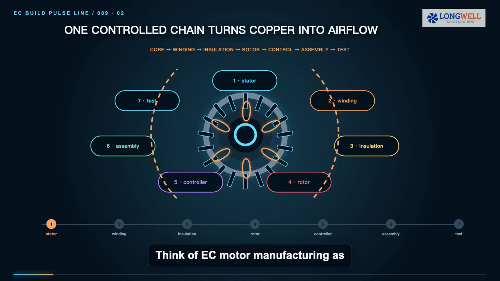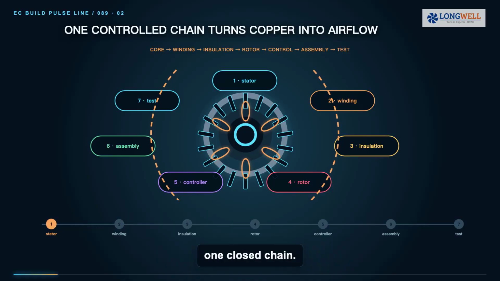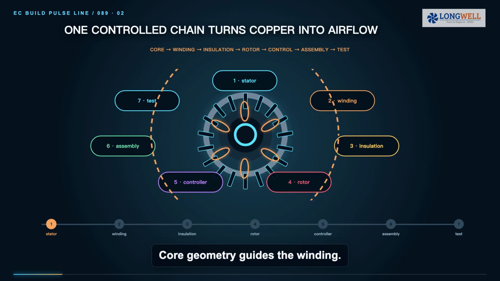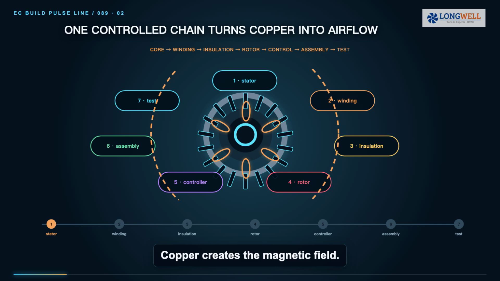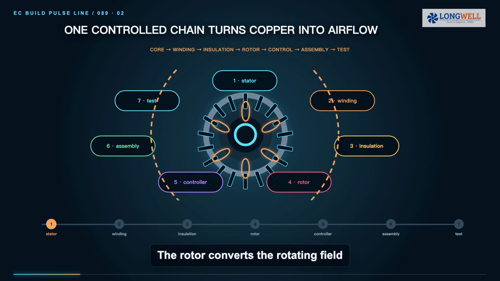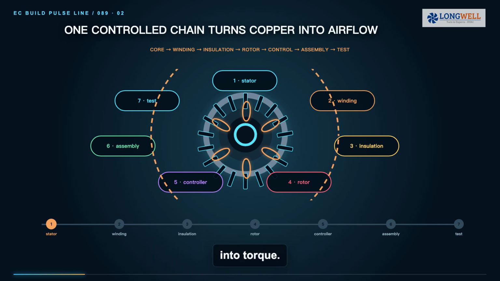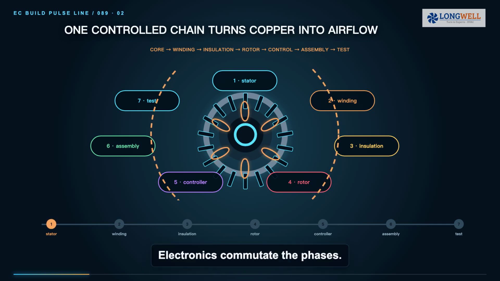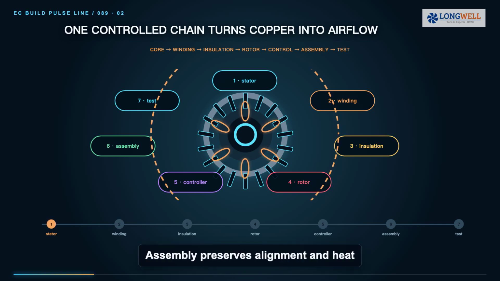Think of EC motor manufacturing as one closed chain. Core geometry guides the winding. Copper creates the magnetic field. Insulation protects the electrical boundary. The rotor converts the rotating field into torque. Electronics commutate the phases. Assembly preserves alignment and heat flow.